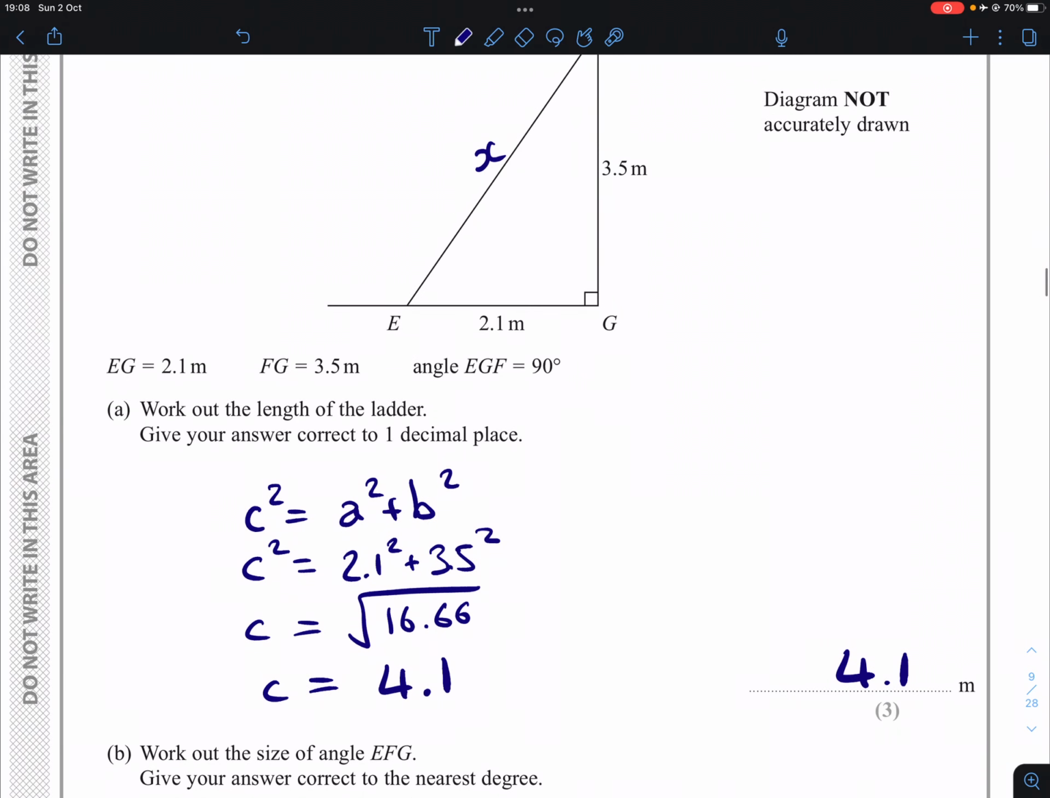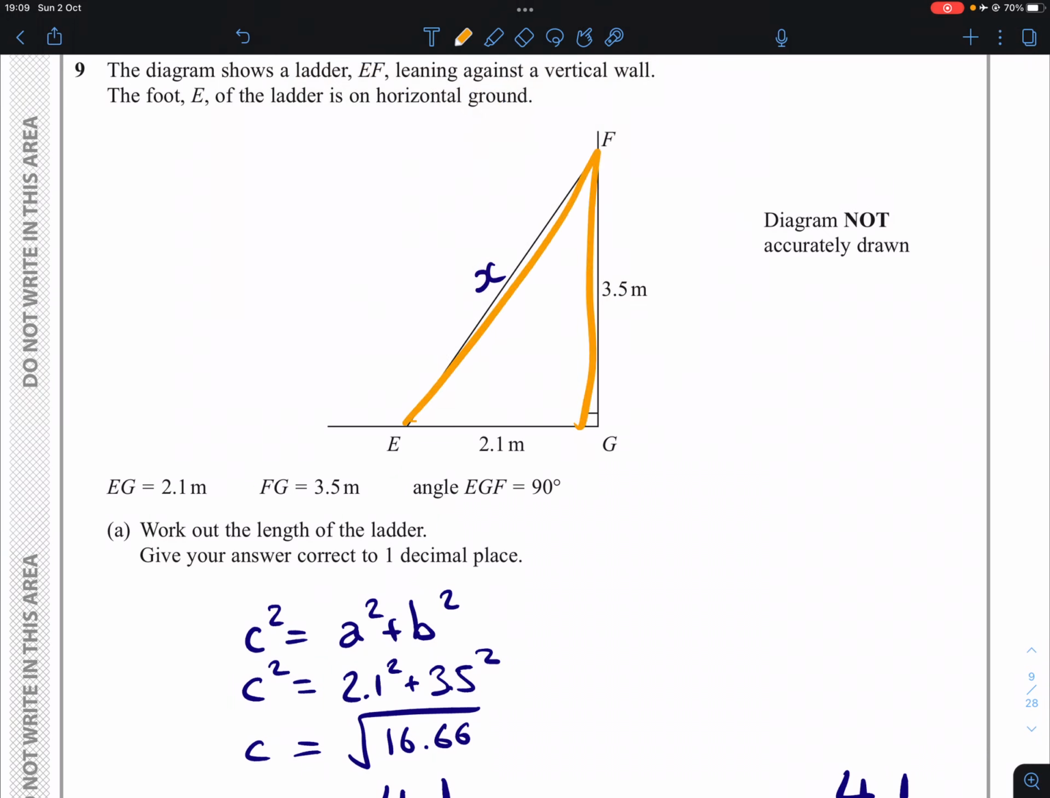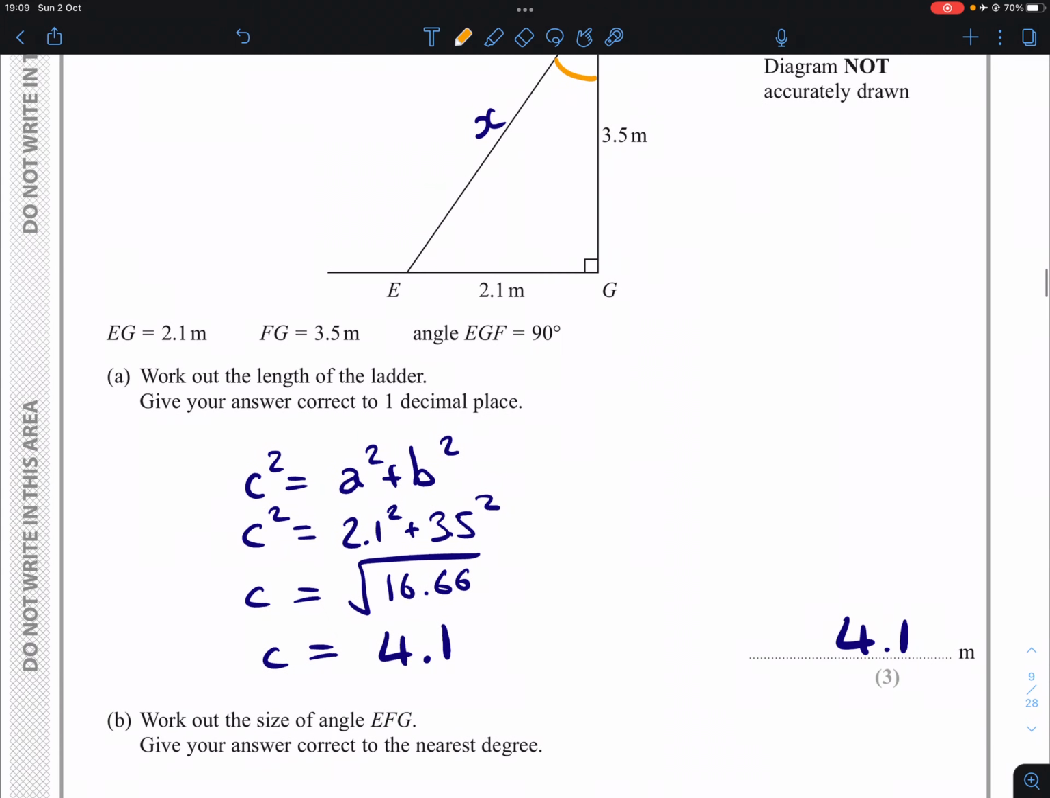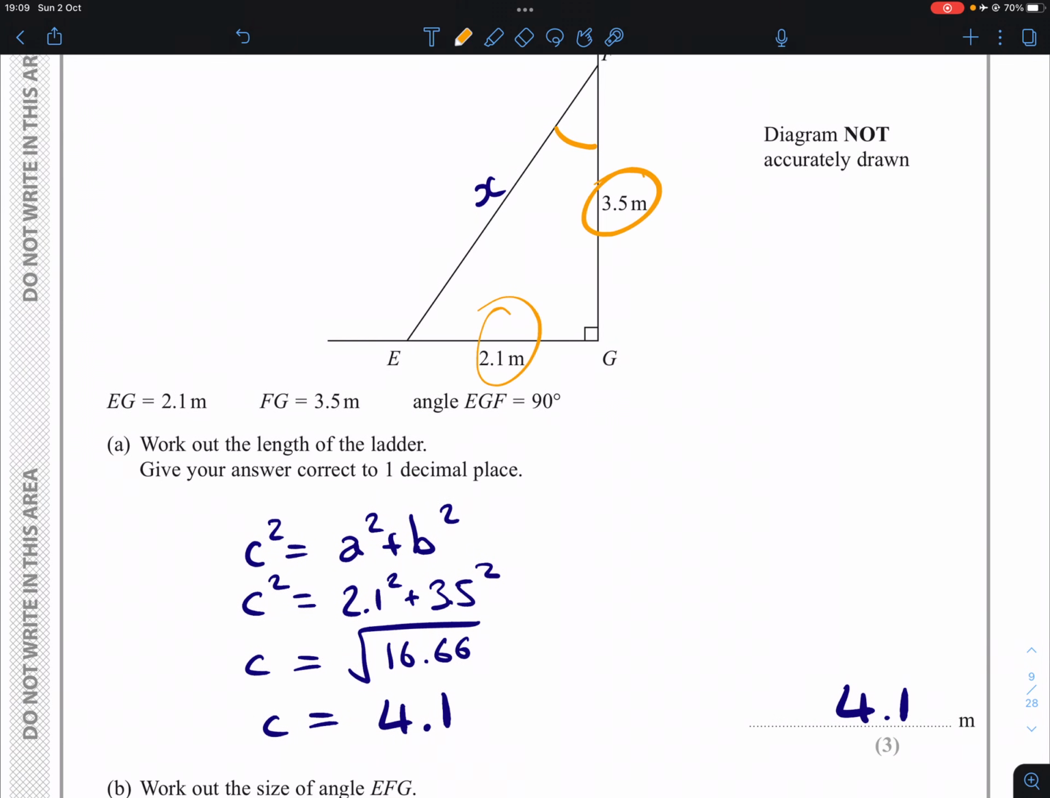Part B, work out the size of angle EFG. EFG will be EFG like that, meaning this is the angle we are looking for. Given the fact that we have a right angle triangle where we have sides involved, but more notably an angle as well, this is going to be your trigonometric ratios. This is going to be SOHCAHTOA.